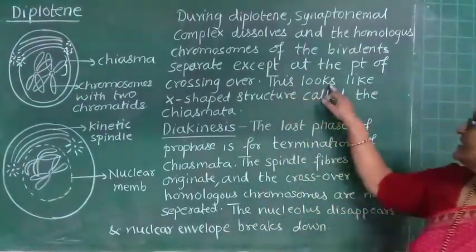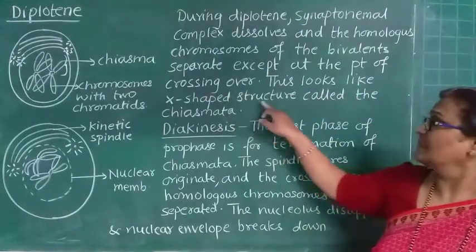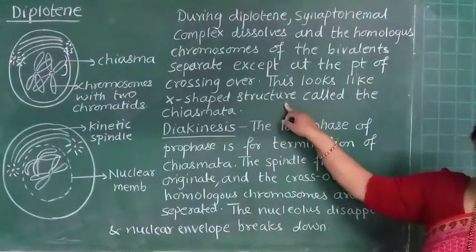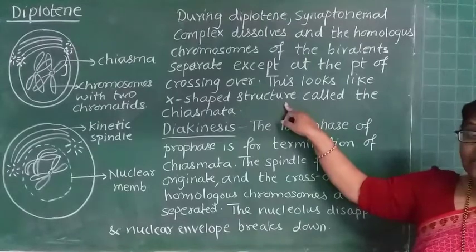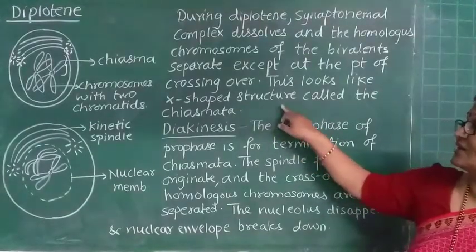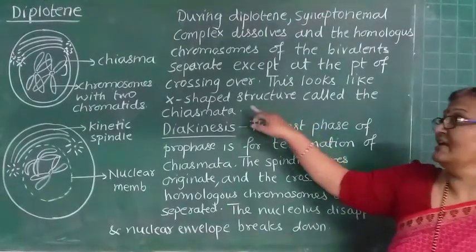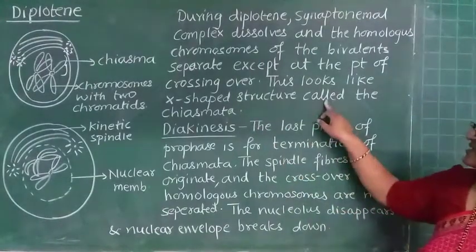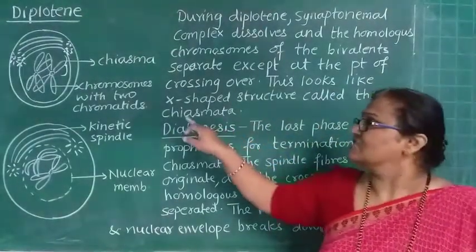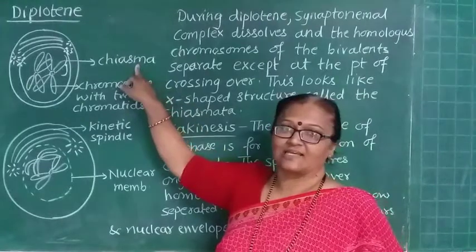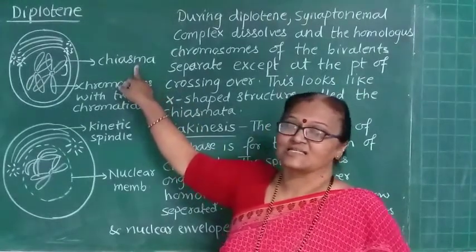Now see, this looks like an egg-shaped structure. Due to the separation, there is a formation of an egg-shaped structure which is called a chiasma, or chiasmata.